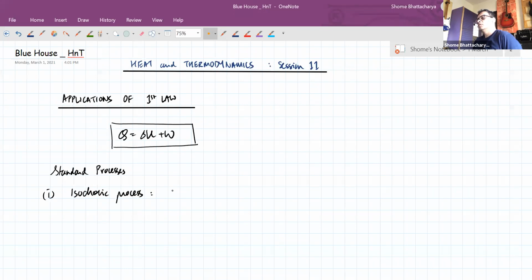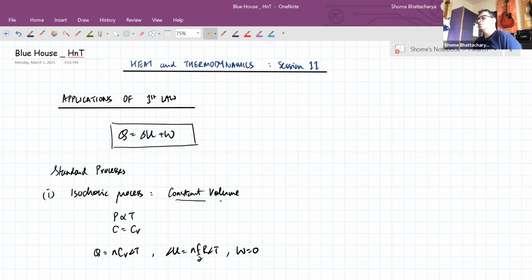which is constant volume. So what happens in this is that pressure becomes proportional to temperature because volume is constant, and the heat capacity is equal to CV. So Q is equal to nCV delta T. Change in internal energy is equal to nf by 2 R delta T. And work done by the gas is zero because it's constant volume.